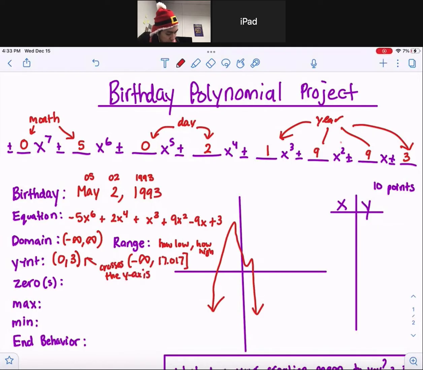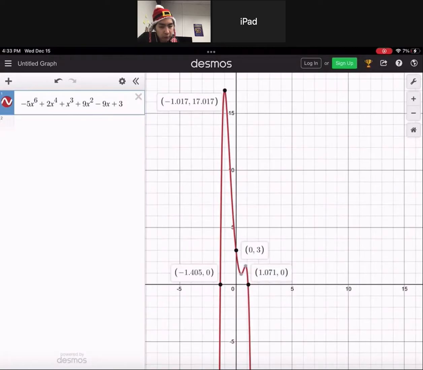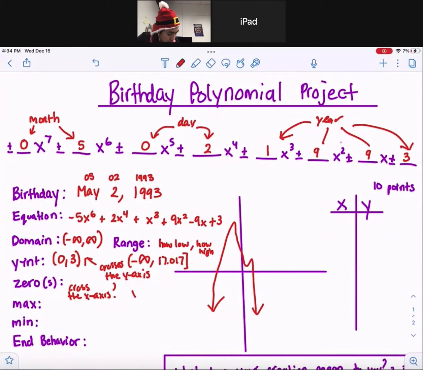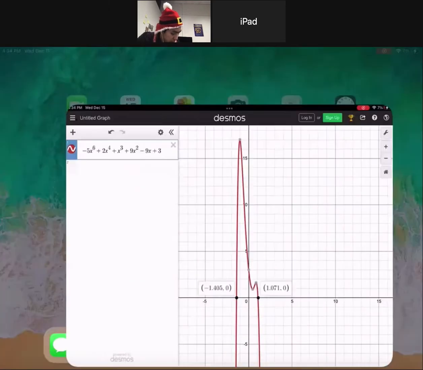Zeros: where does the graph cross the x-axis? Now, you could have none. There are some of you that are going to have no zeros because your graph simply does not cross the x-axis. But for mine, it crosses here and it crosses here, right? So in Desmos, that's at negative 1.405 and 1.071. So my zeros are negative 1.405 and 1.071.